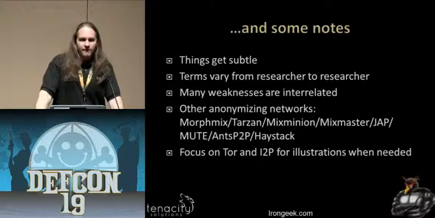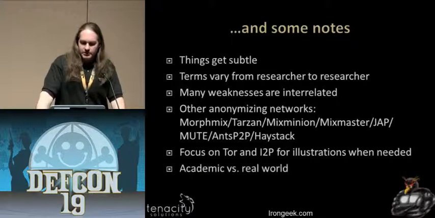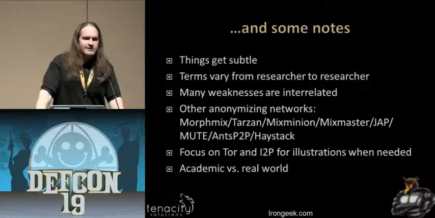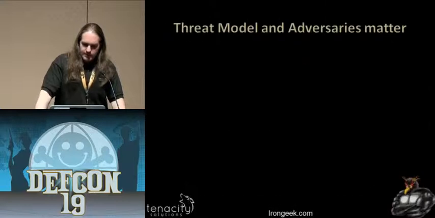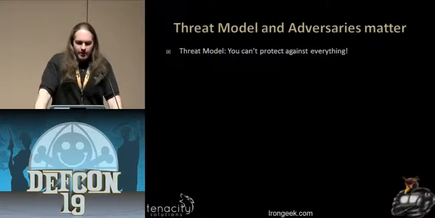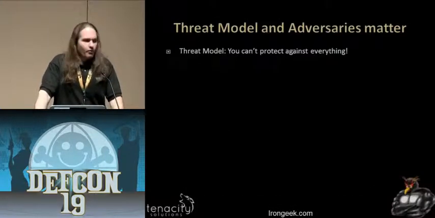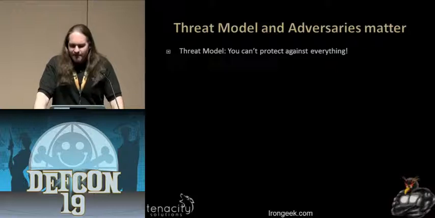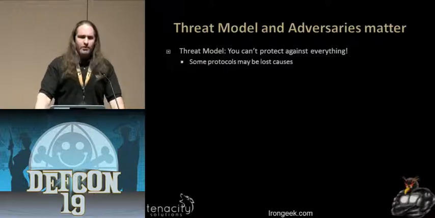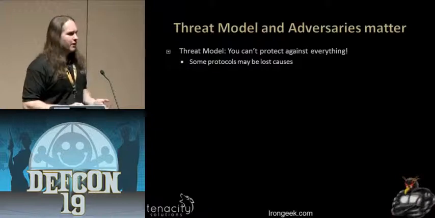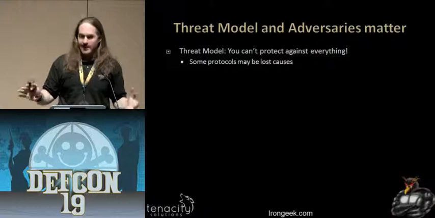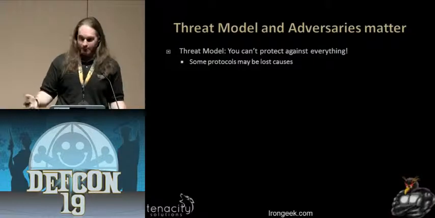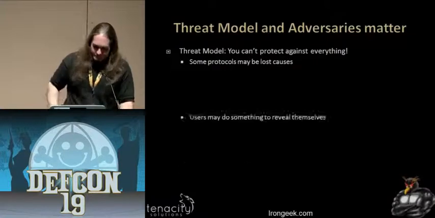But like I said before, I'm going to focus on Tor and I2P for my illustrations. Some of the attacks will be very academic, and I'm going to try to give a few real-world examples to illustrate how they can be used. Now, when it comes to attacking darknets, threat model matters a whole lot. You can't really protect against everything. Some protocols may just be lost causes. One of the problems with some of these cypherspaces is that people try to throw protocols across them that just were never designed to be anonymized. BitTorrent would be a good example, which I'll go into a little bit later on.